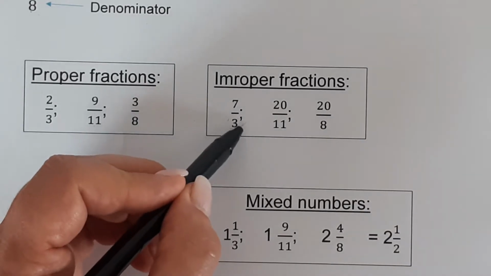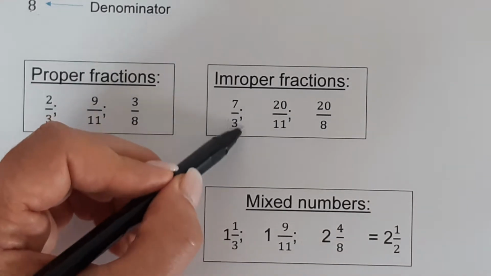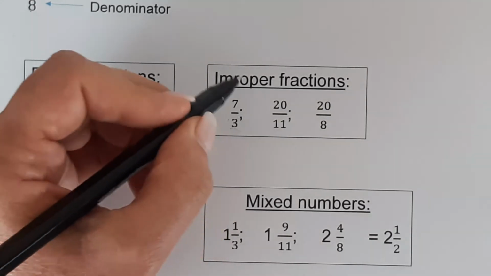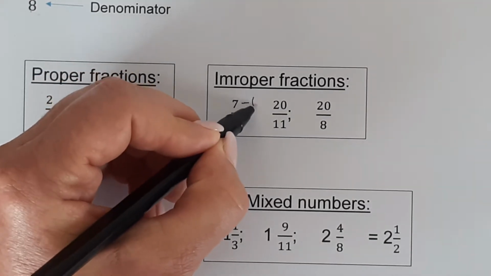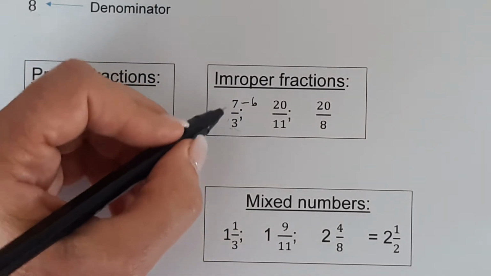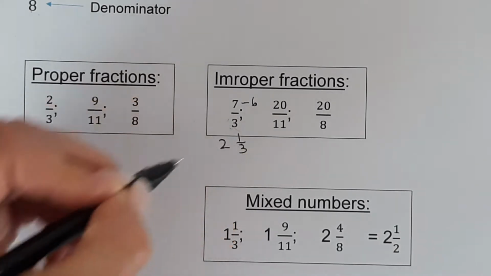Your denominator tells you how many you need to make a whole one. So in this improper fraction, you count in threes: 3, 6. You have 2 whole ones in that number. So if you convert this one to a mixed number, it will be 2 and 1/3 is left.